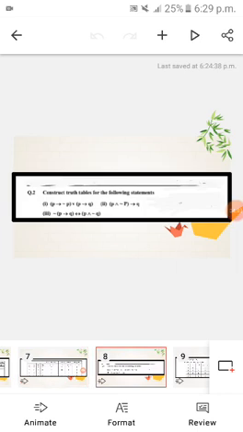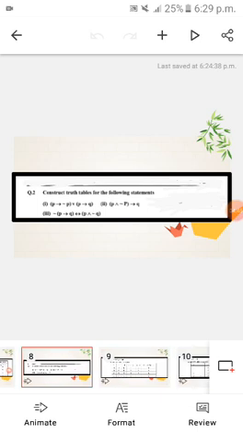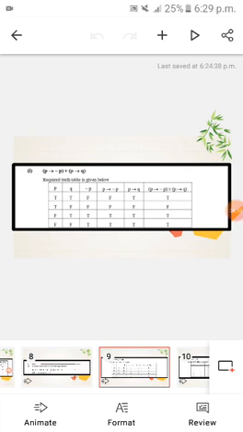Next, question number 2: construct a truth table for the following statements. Here are 3 statements given. The first question is P conditional negation P. This notation is between P or Q, and P conditional Q.